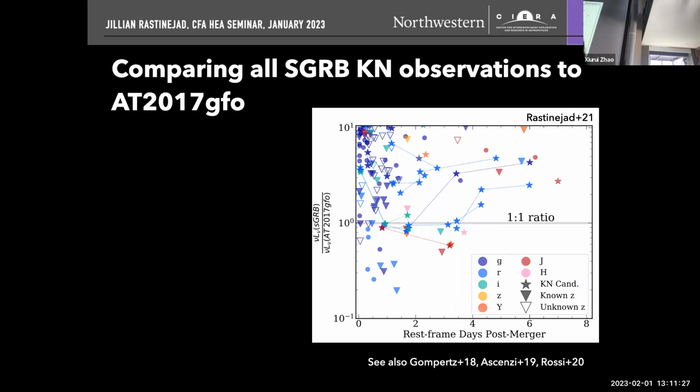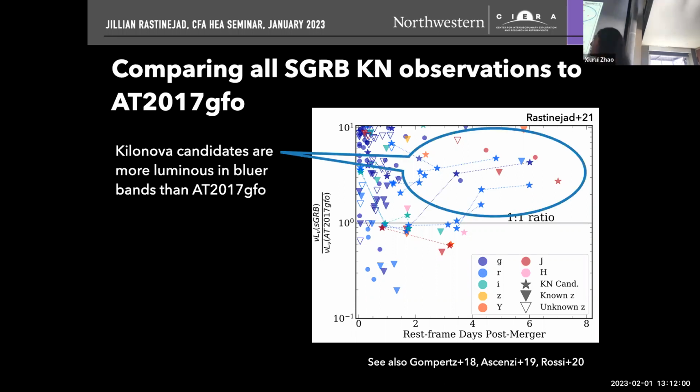And so this plot we called the ratio plot. On the x-axis is rest frame days post-merger, so rest frame days following the gamma ray burst. On the y-axis, we took the redshift of the GRB and the depth of the observation and took its ratio to the kilonova of 170817, the one that accompanied GW170817. And so what we've plotted here is GRB upper limits as triangles and afterglow or kilonova detections as circles or stars. And so what does this show?